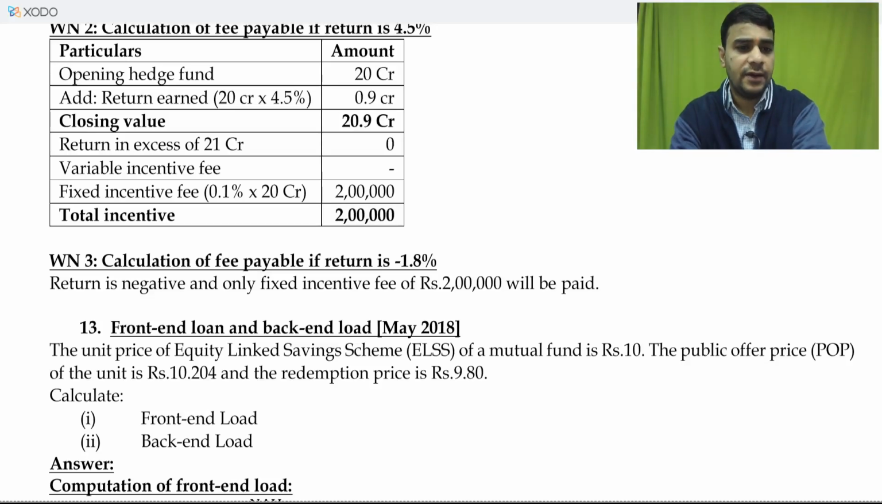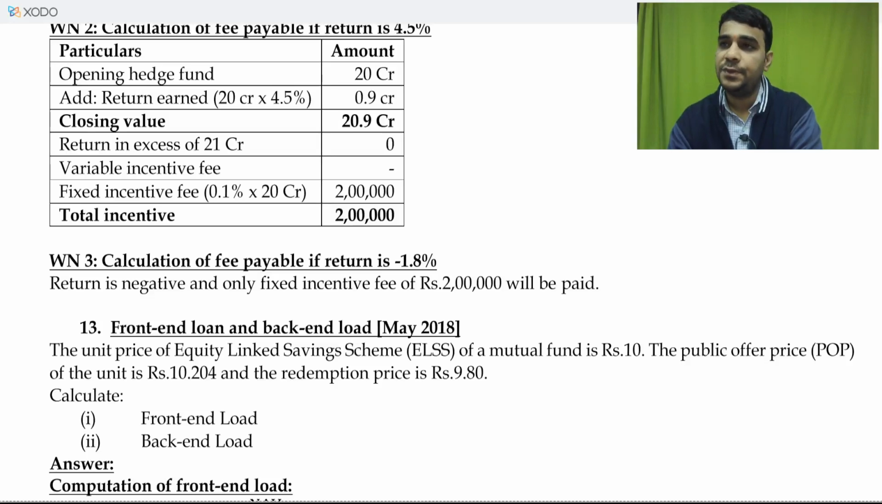Now I'll explain these two terms first. Front end load is otherwise called entry load, and back end load is otherwise called exit load. Now I want to buy mutual funds worth 10,000 rupees. The MF will say you have to pay 10,100. That extra 100 rupees is the front end load, which will be paid by the investor.